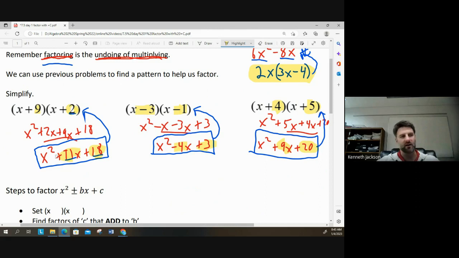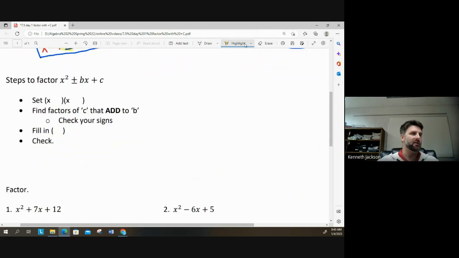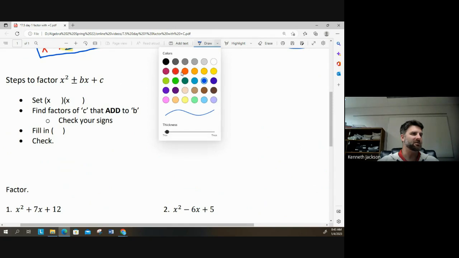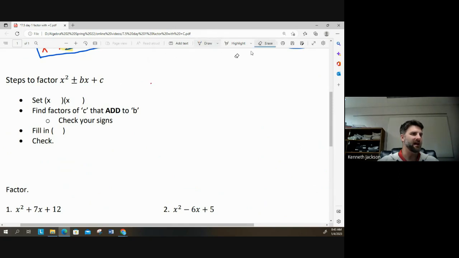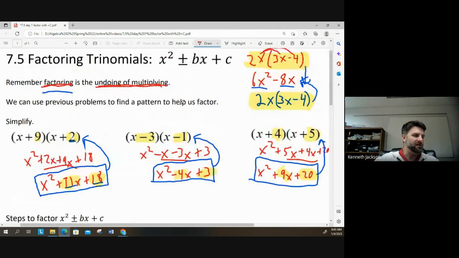And if all of that went over your head, I have some steps here for us. In order to factor, what we have to do is first make two sets of parentheses, and I can put an x and an x in each spot because I know x times x is x squared. And here's the number game that we have to play. I have to find factors, or numbers, of C. So I need to find numbers that multiply to C and add to B. So let's come back up here to these examples. Let's clean some of this up. Got too much going on.